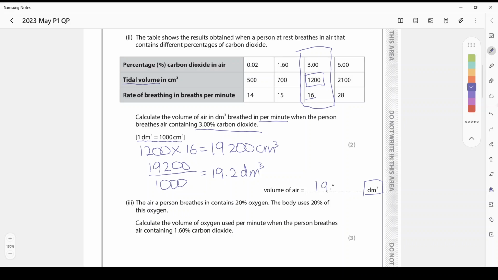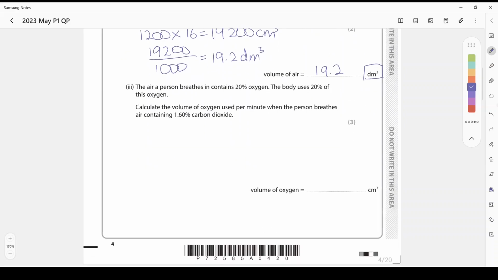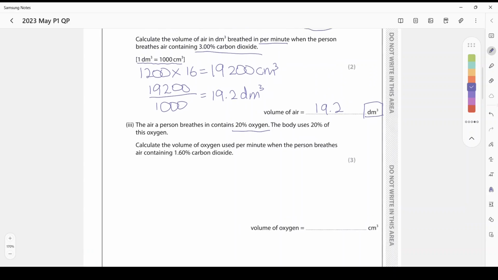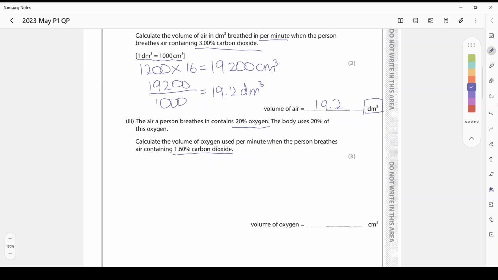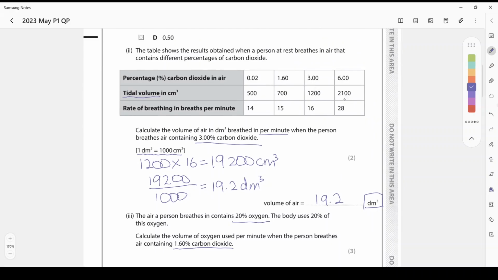All right, 19.2. All right, this part: the air a person breathes in contains 20% of oxygen. The body uses 20% of this oxygen. Calculate the volume of oxygen used per minute when the person breathes in air containing 1.6% of carbon dioxide. Okay, so let's scroll up first. I'm going to remove the annotations on this table so it's not too confusing. All right, so first we want to calculate the total volume of air breathed in for that person at 1.6% of carbon dioxide. So now we're looking at this column.